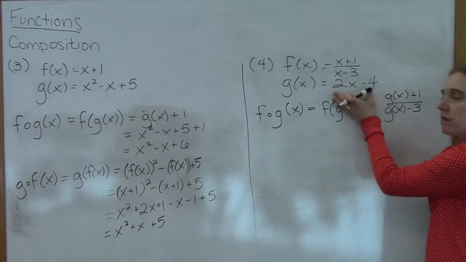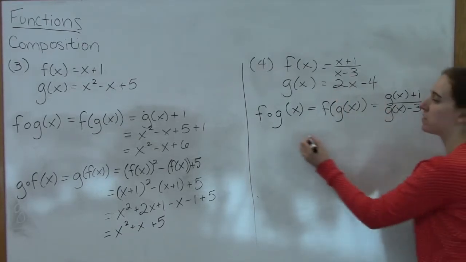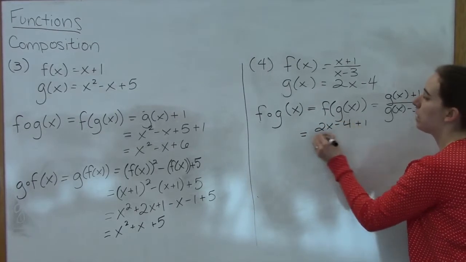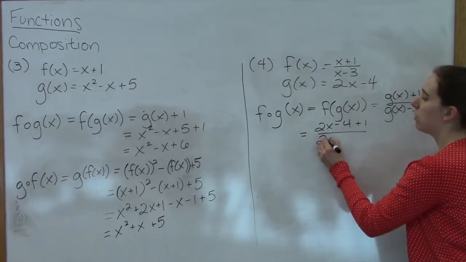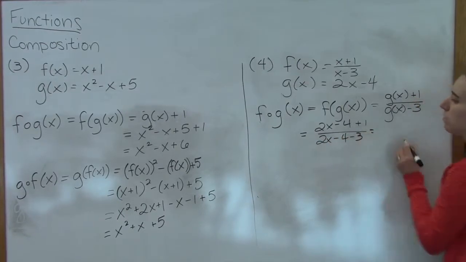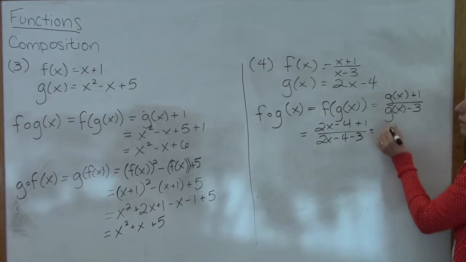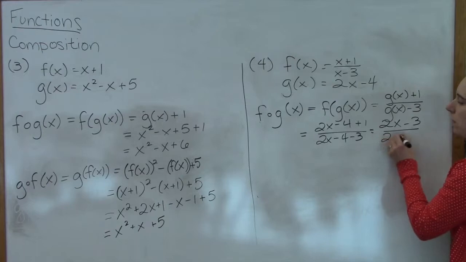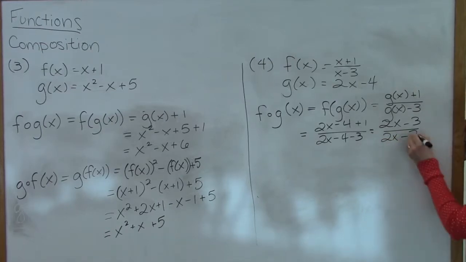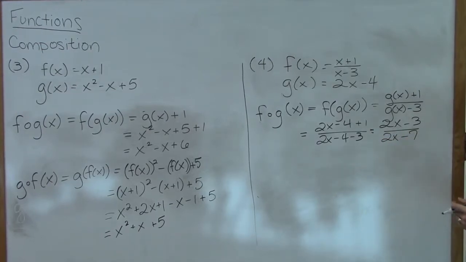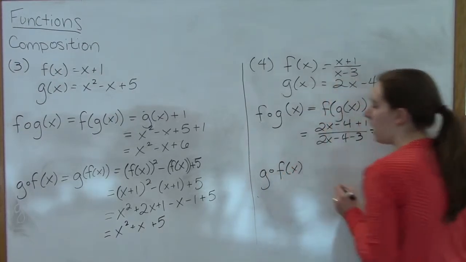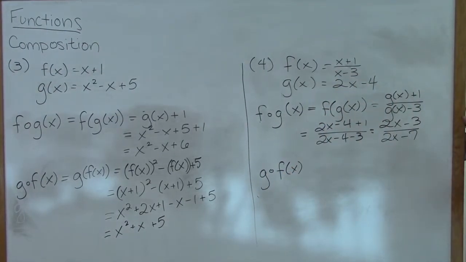But g of x, as we keep saying, is just representing this equation, or this function. So we get 2x minus 4 plus 1 over 2x minus 4 minus 3. That tells me my equation is going to be 2x minus 3 all over 2x minus 7. So that would be my equation for f composed with g of x. Now let's find g composed with f of x.